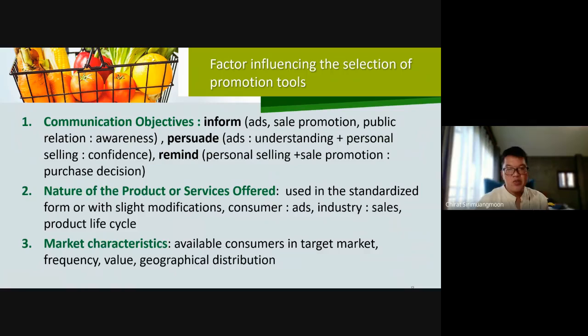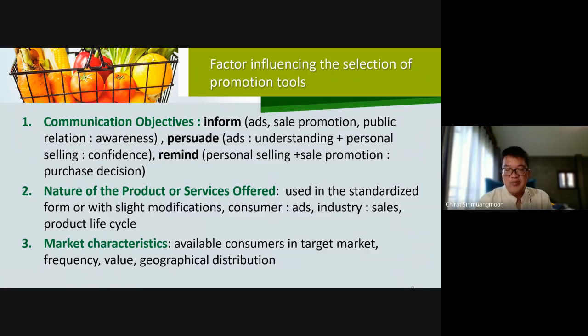So please think about this one for the assignment and the mini projects. I would ask you to think about the promotion tools that you will use. Please think about how to inform, how to persuade, and how to remind consumers about the products. The more details you provide, the more points you will earn. So that is the first one.